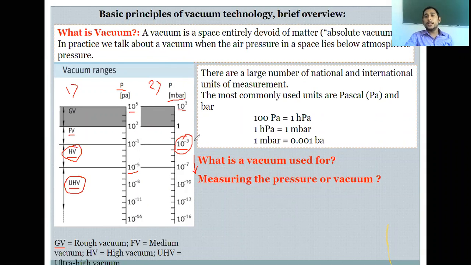Now my point is how we can create a 10 raised to minus 3 millibar vacuum. Using a rotary pump is one technique to create a vacuum inside the chamber, in chemical vapor deposition or physical vapor deposition. If we need to create 10 raised to minus 3 millibar, rotary pumps are used.